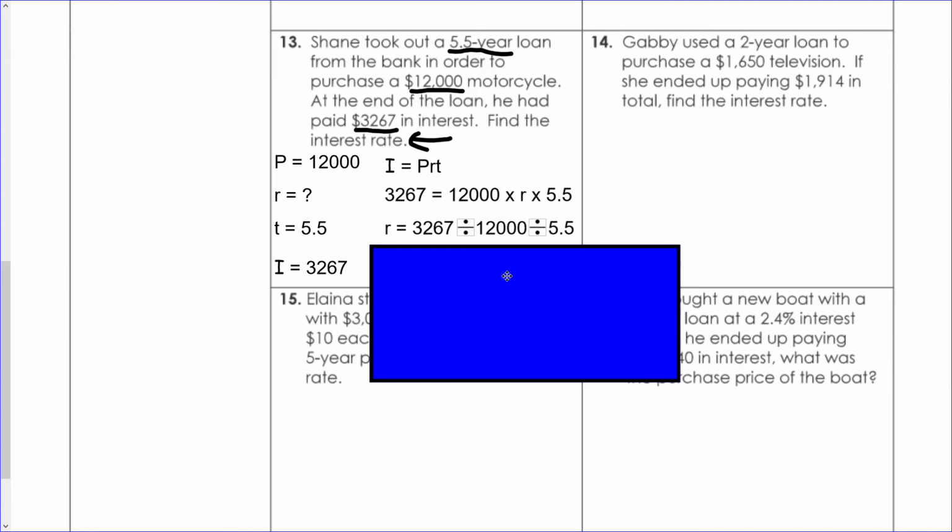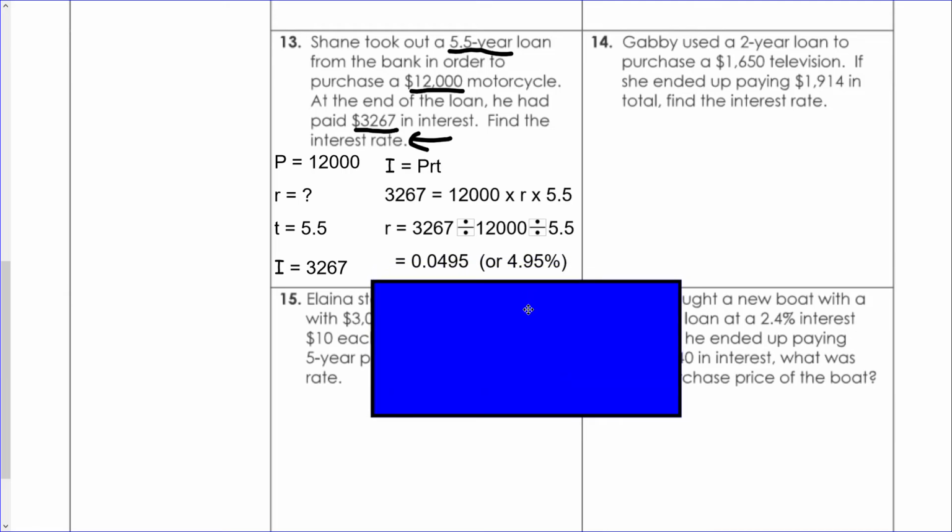There are a few other ways to write or approach that, but in my mind that's the most straightforward way to look at it, because you're multiplying here. When you want to get the R alone, you have to do the opposite operations to get rid of those numbers. So the rate, once these calculations have been performed, will be 0.0495 or 4.95%.